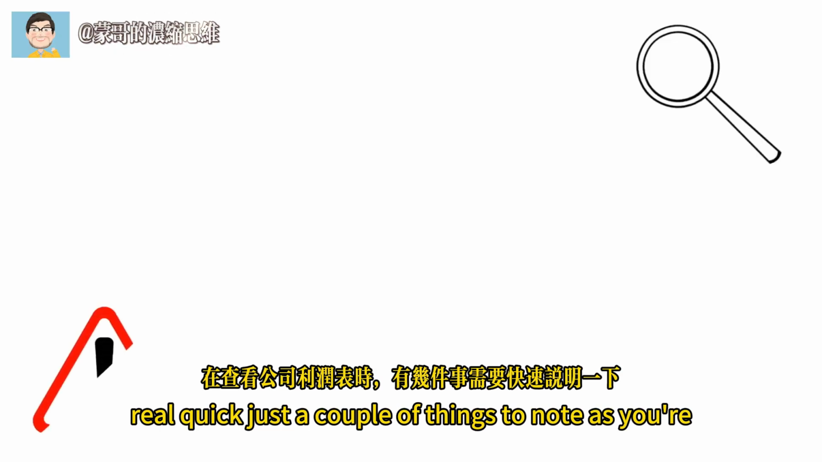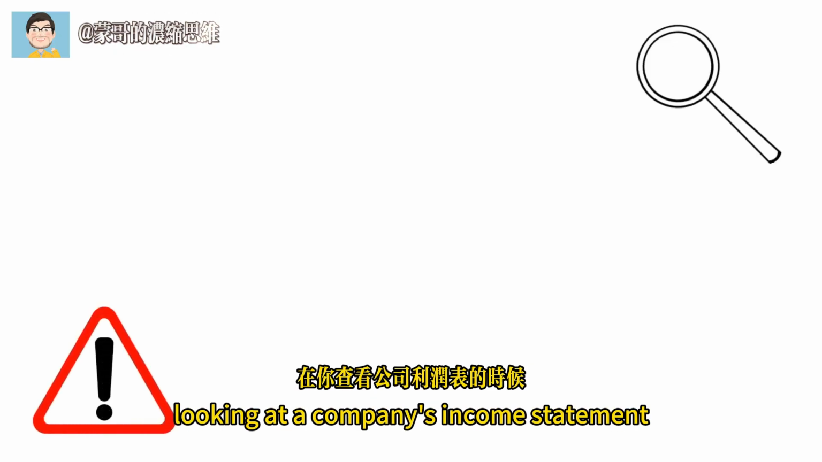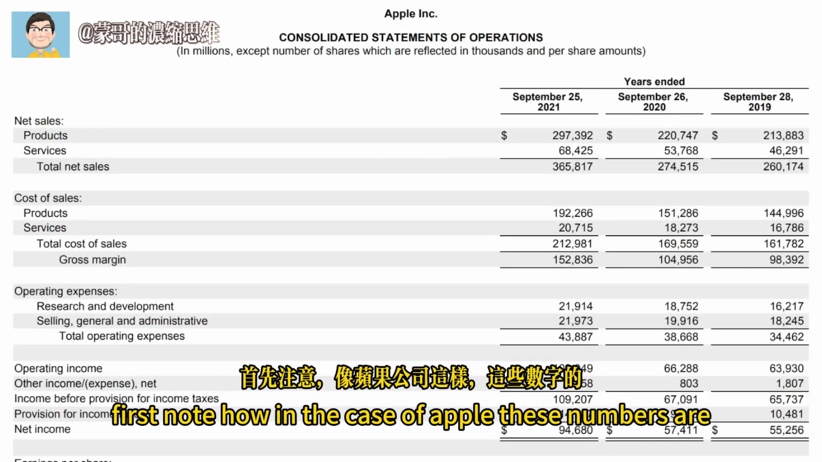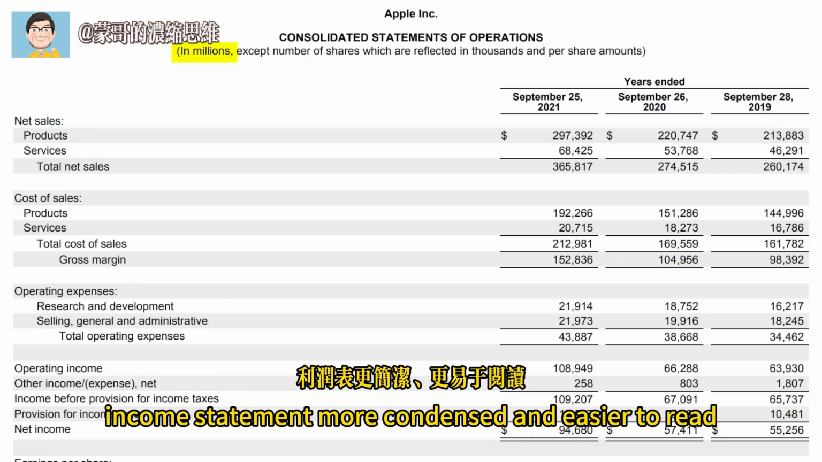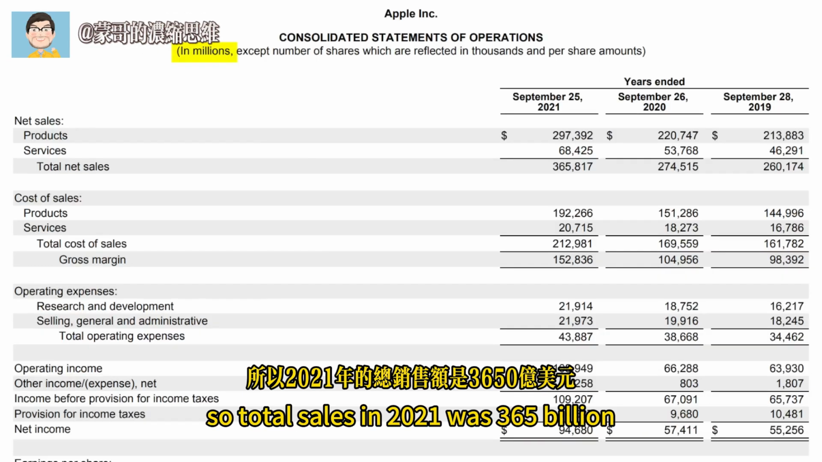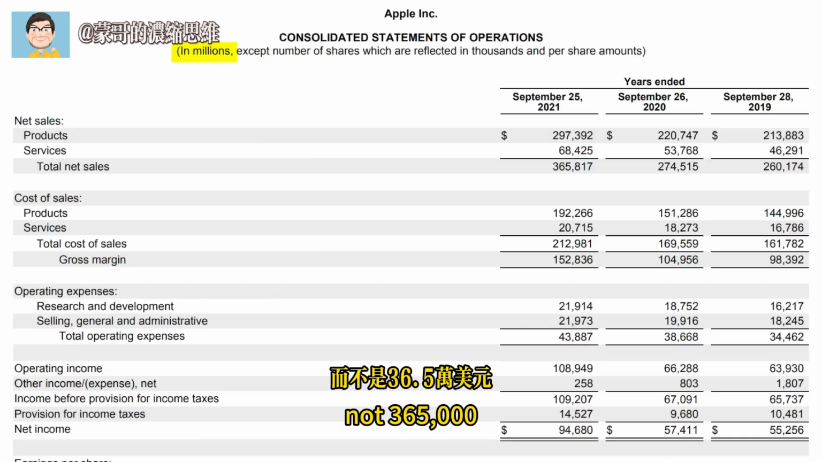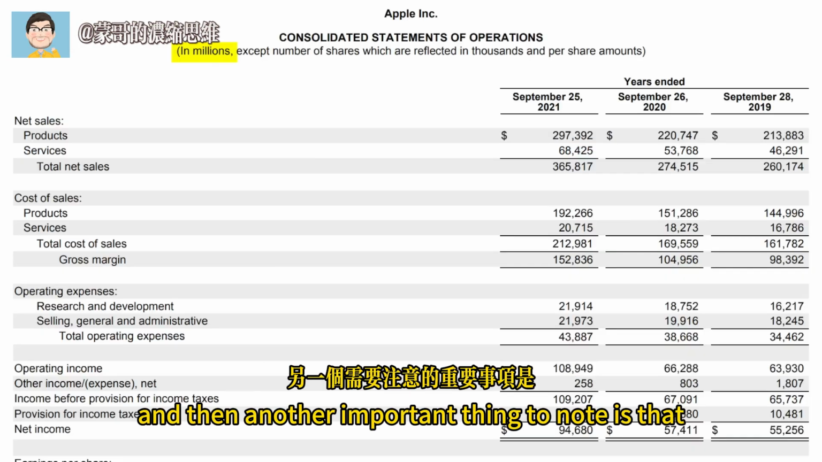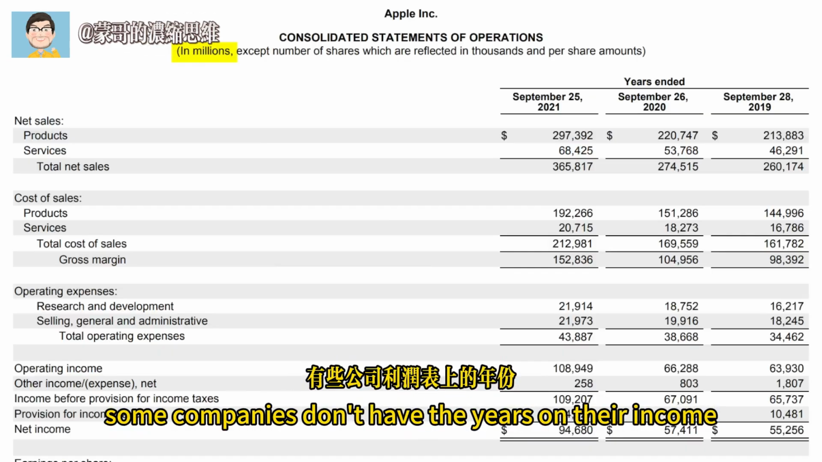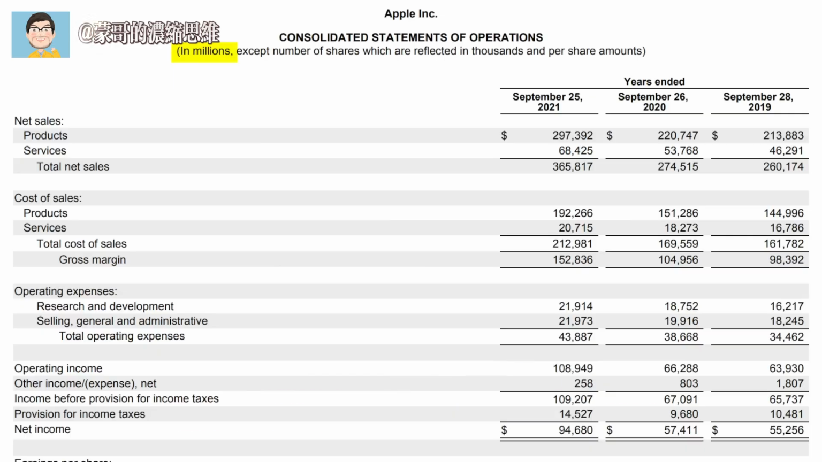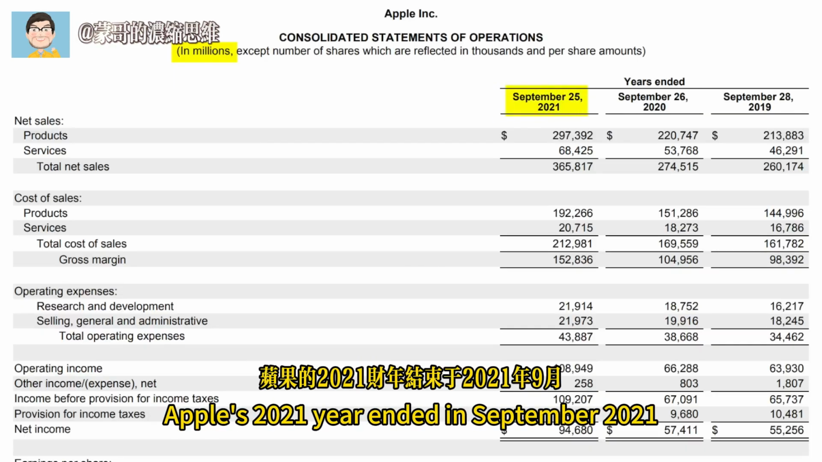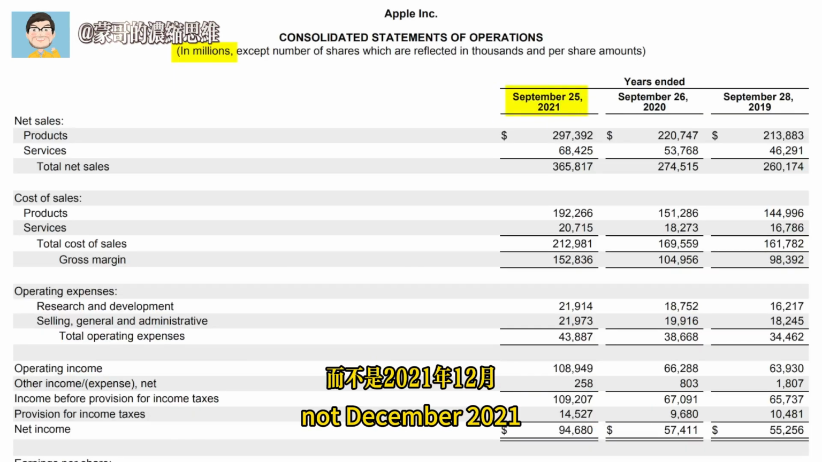Real quick, just a couple of things to note as you're looking at a company's income statement. First, note how in the case of Apple, these numbers are in millions of dollars, and this is just to make the income statement more condensed and easier to read. So, total sales in 2021 was $365 billion, not $365,000. And then another important thing to note is that some companies don't have the years on their income statement match up with the calendar year. So, for example, Apple's 2021 year ended in September 2021, not December 2021.